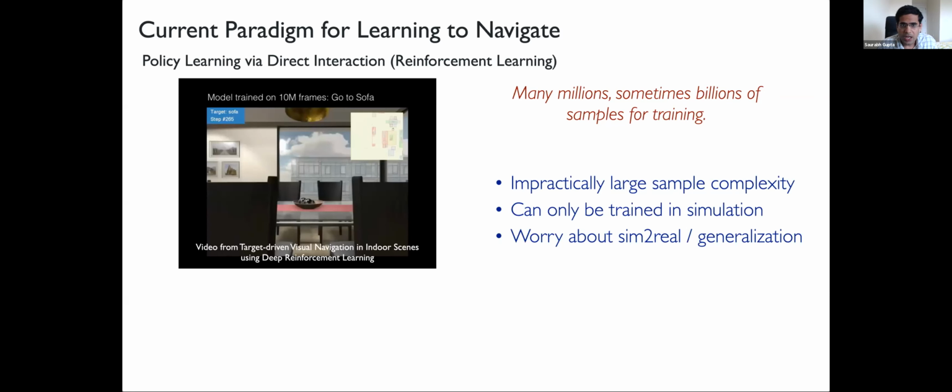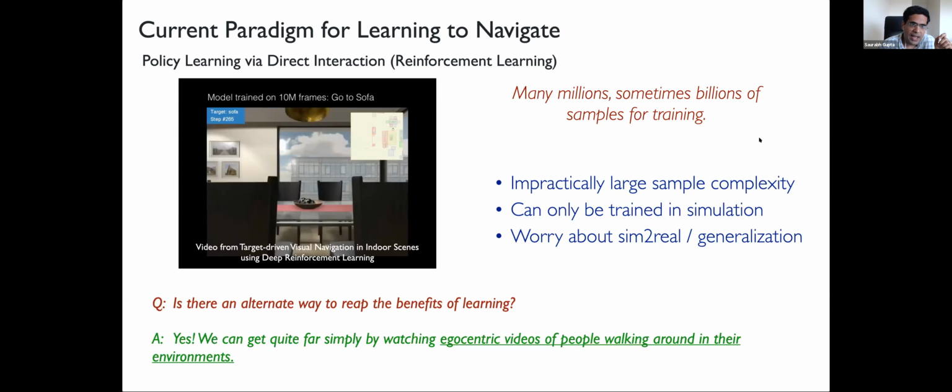Now, the question that I want you to think about today is: is there an alternate way of reaping the benefits of learning for the kind of things that I talked about? I think this point was also made by an earlier speaker, Gupta. He also basically said the same thing, which is, are reinforcement learning and training in simulation the only way of reaping the benefits of learning? And my answer is going to be similar to what Abhinav's answer was, that yes, we can get quite far simply by watching egocentric videos of people walking around in their environment. And that's what I'm going to tell you about today.